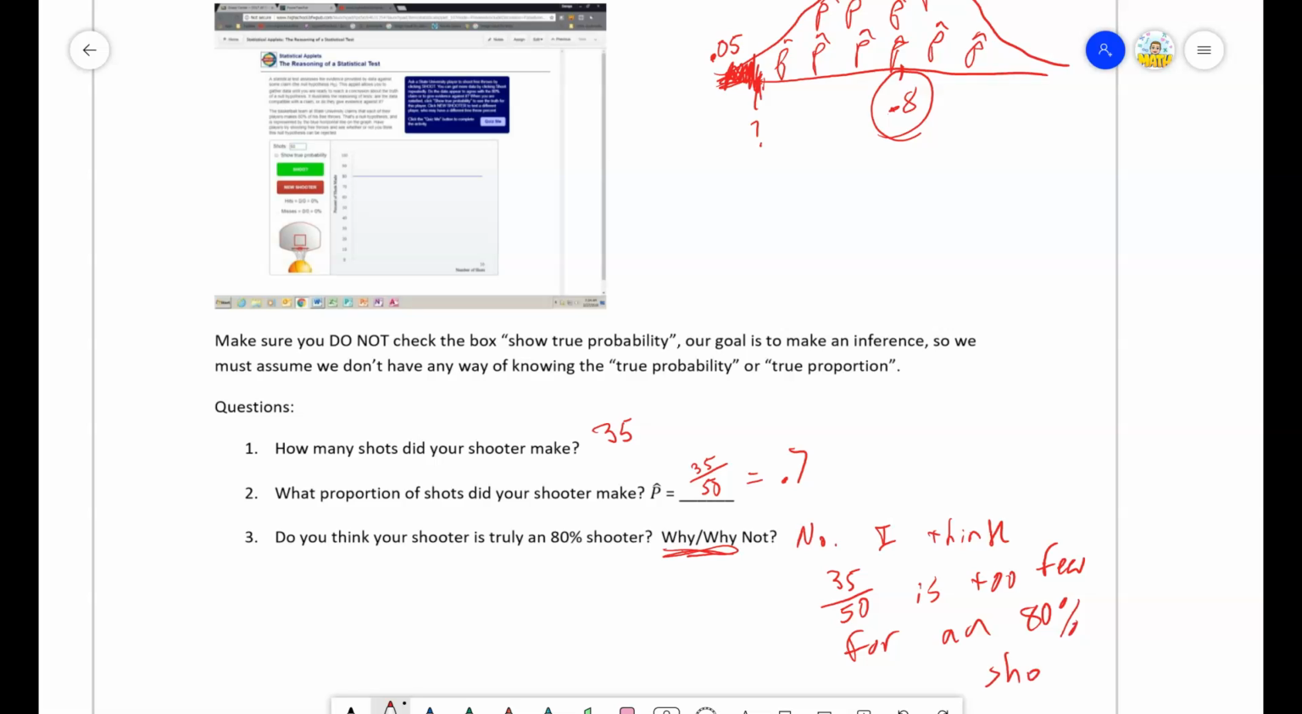And remember, there's a chance that I'm wrong, right? Maybe he really is an 80% shooter, and we want to talk about what that error means. If I'm wrong, that's one of our types of errors. We'll talk about that at the end of the activity. And if I'm right, it's a correct decision, okay?